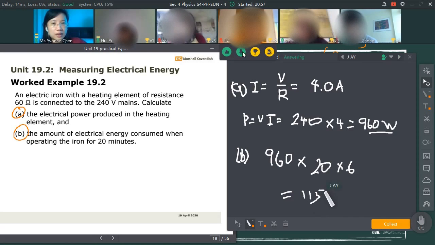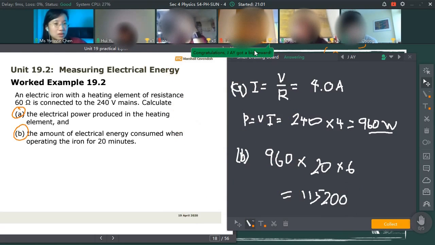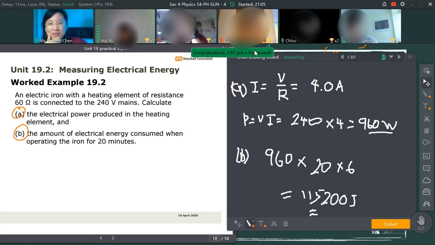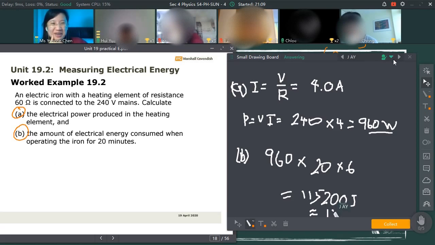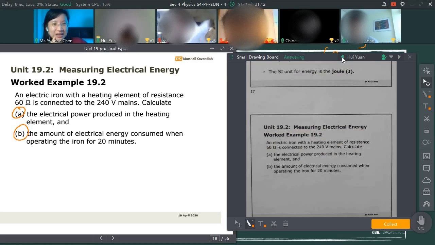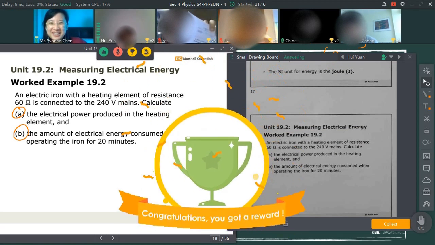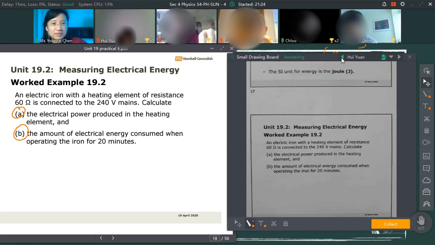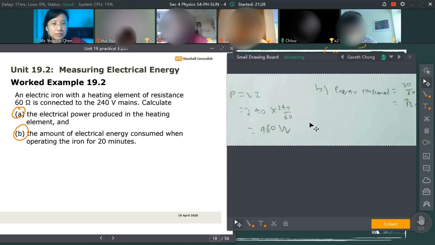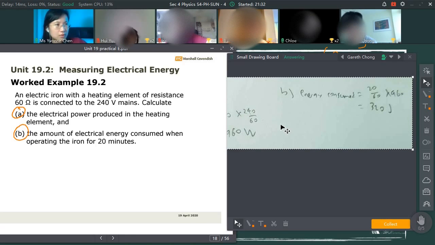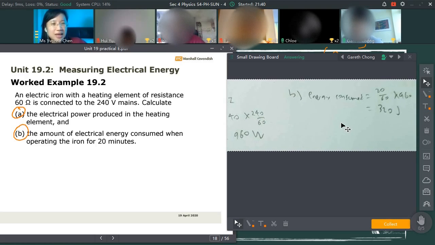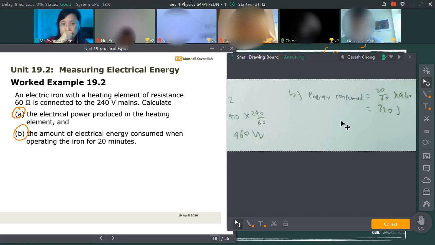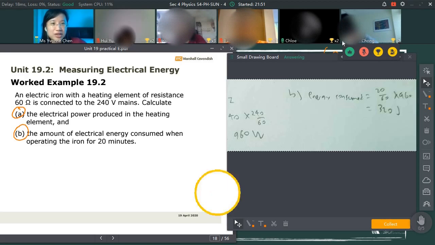Jonathan, your part A is very well done. Good. Part B, how many SF? Okay, SF. Okay, Hui Yuan, good. Well done. Good job. Gareth, your part A is perfectly done. Very good. For part B, what's the SI unit for time? Is it hour? No, right? Okay, you know that mistake. So please change. Good effort.